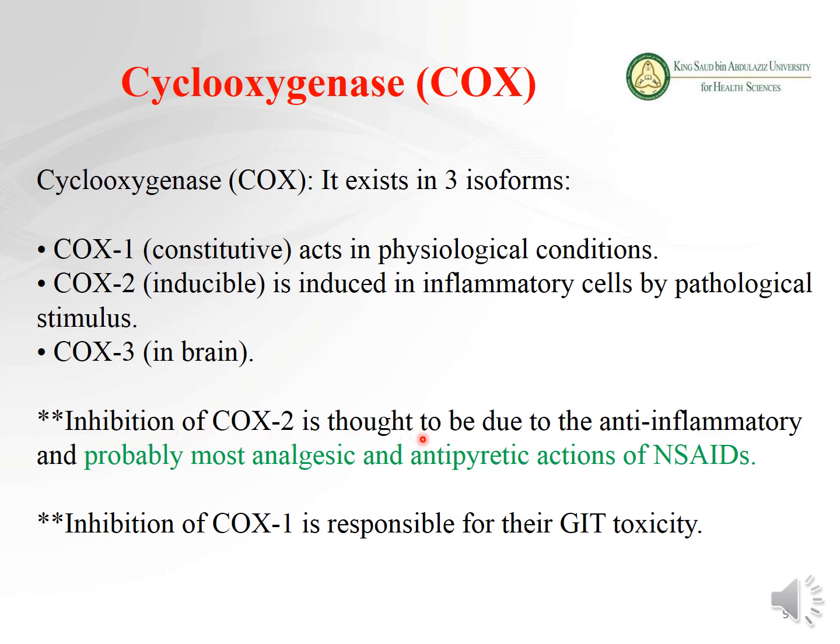Inhibition of COX-2 is thought to be responsible for the anti-inflammatory and probably most of the analgesic and antipyretic effect of NSAIDs. Inhibition of COX-1 is responsible for the GIT toxicity, because you are decreasing the production of PGE2 and PGI2, which are responsible for GIT protection.